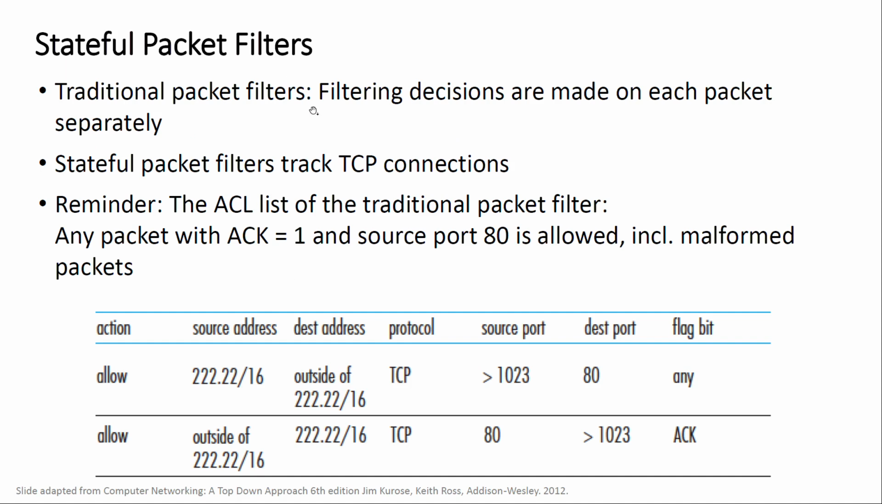Stateful packet filters are different from traditional packet filters, because in traditional packet filters the filtering decisions are made on each packet separately. Stateful packet filters track TCP connections. Reminder, in the ACL of the traditional packet filter, any packet with ACK equals 1 and source port 80 is allowed, including malformed packets.